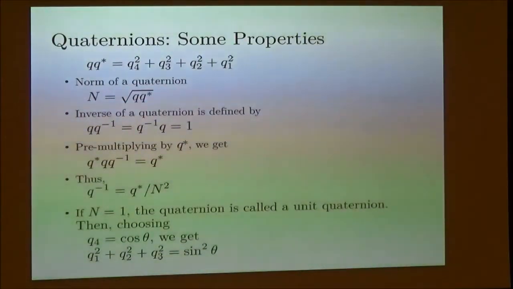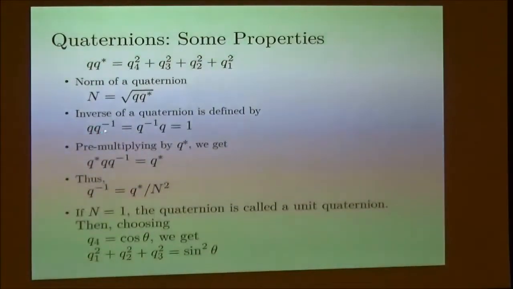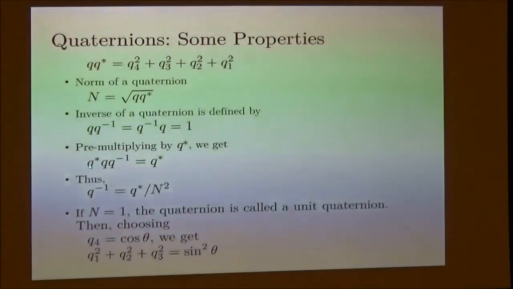and this definition is very similar to how you define the norm of a vector. The inverse of a quaternion is defined in such a way that Q times the inverse should be equal to 1, and this should commute, so Q Q inverse and Q inverse Q both should be equal to 1. So if you start with this identity, Q Q inverse equal to 1, you pre-multiply by Q conjugate, you get the norm squared over here, you divide by that, and you get Q inverse simply as Q conjugate over norm squared. If the norm is equal to 1, which means that if this term is equal to 1, then this quaternion is called a unit quaternion.